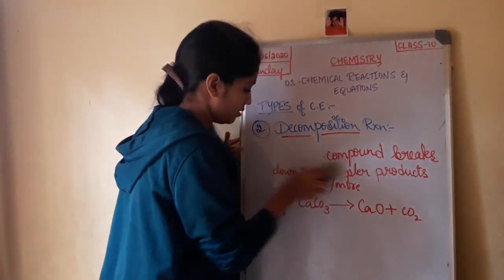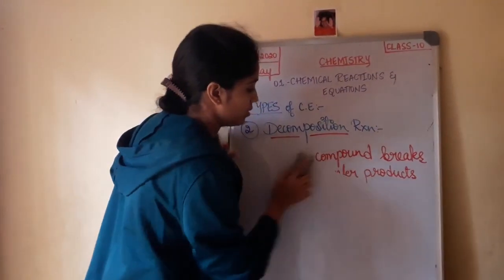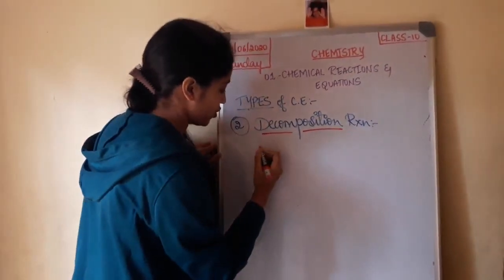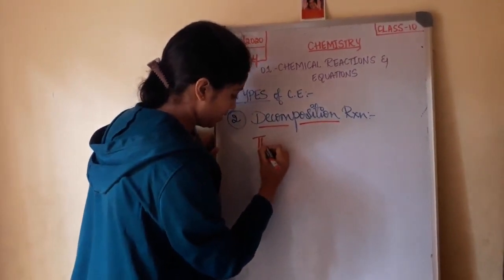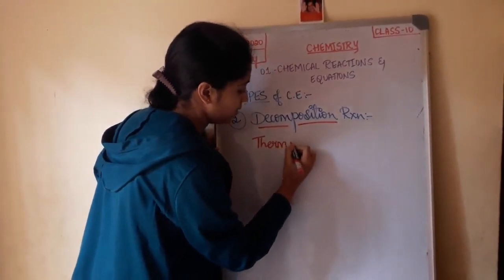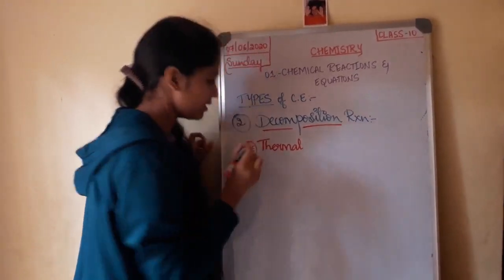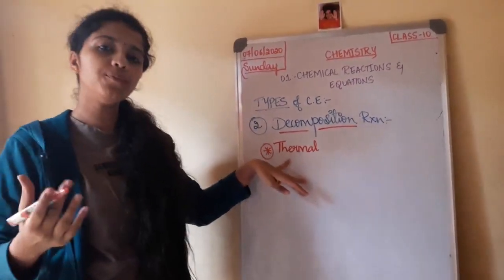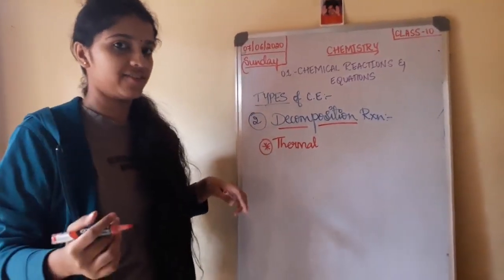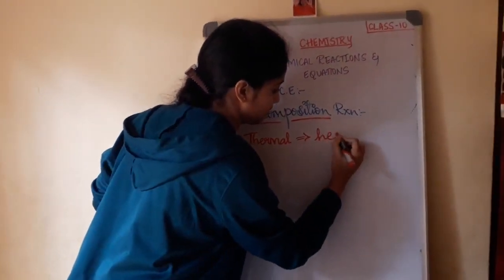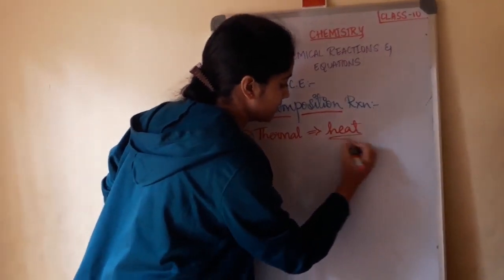Now, let's speak about the three subtypes of decomposition reaction. The first one is the thermal decomposition reaction. What do you mean by thermal? You also have thermal electricity. Remember, thermal means heat.